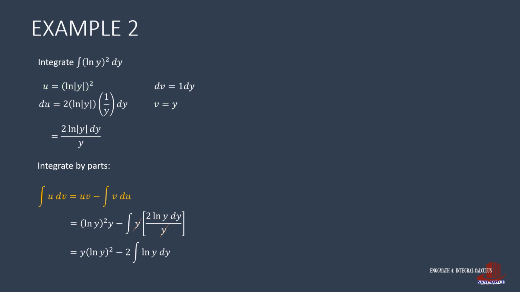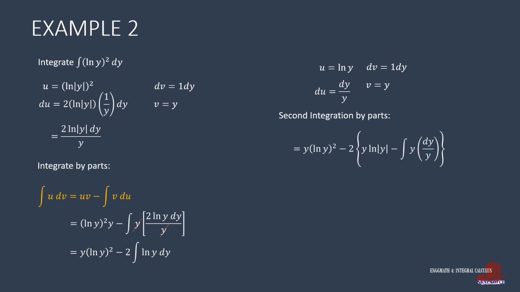Again, complete the parameters. U is ln of y and du is dy over y. dv on the other hand is 1 dy and v is y. With all parameters present, proceed to the second integration by parts, then having the first term as is, y times the square of ln of y minus twice of the second uv of y ln y minus the second integral of v du, which is y times dy over y. Y's cancel out once more, and the third term is integrated using the simple power formula.